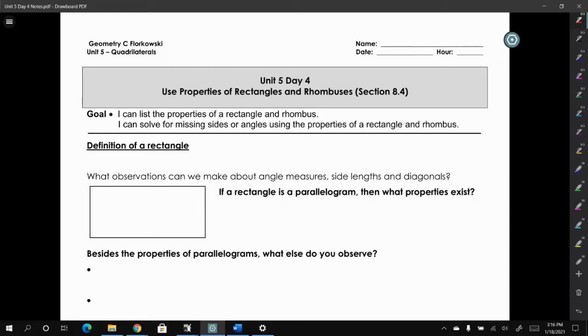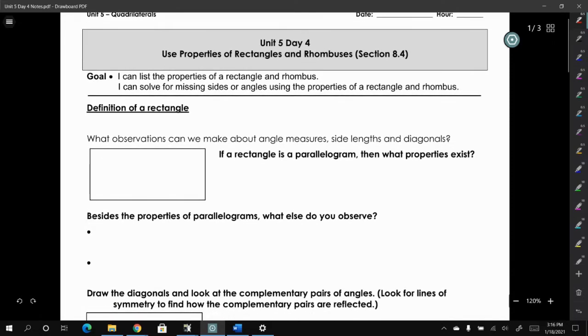Today we're going to look at two special types of parallelograms, the rectangle and the rhombus. First, we're going to talk about the rectangle. And a rectangle is a parallelogram that has four right angles.